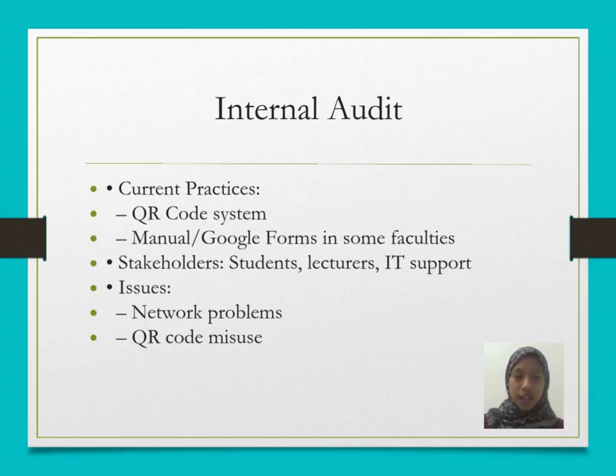Currently, UiTM employs a mix of attendance methods. In many faculties, students scan a QR code displayed by the lecturer, while others still rely on manual tracking or Google Forms. The main stakeholders include students, lecturers, and the university's IT support team. The current system is convenient and quick for students, but there are some key issues. For example, poor internet connectivity can disrupt the process, and in some cases, QR codes are shared among students, allowing fake check-ins. These internal challenges highlight the need for a more secure and consistent digital solution.